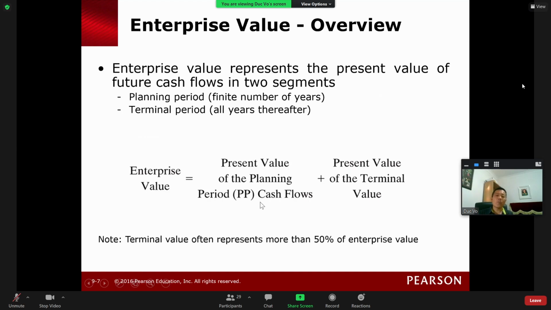So look at this one. If I can forecast for the next 5 years, from year 1 to year 5, they all belong to my planning period, PP, right? And from year 6, year 7, year 8, year 9, year 10, going to indefinitely, it all belongs to my terminal value. And the terminal value is extremely important because in practice, you will see that the terminal value contributes up to 80% of the total enterprise value. So that makes the terminal value very, very important in your valuation.